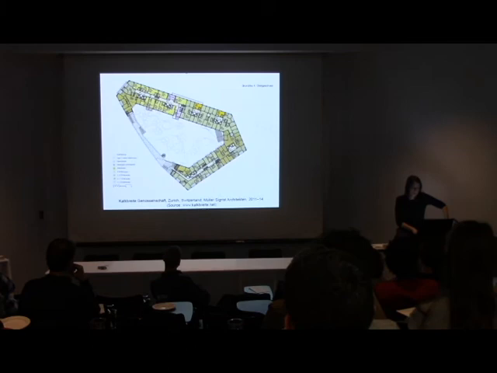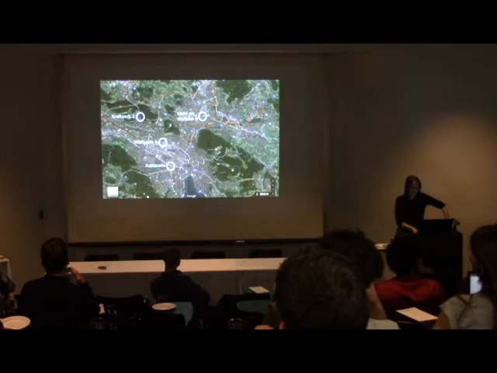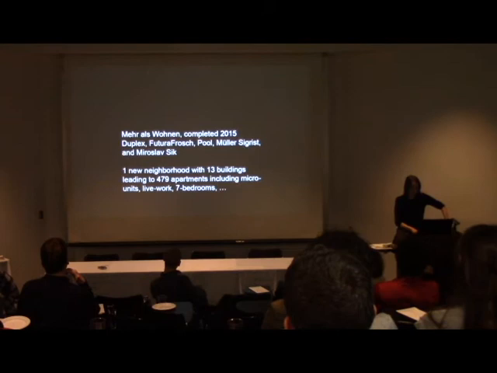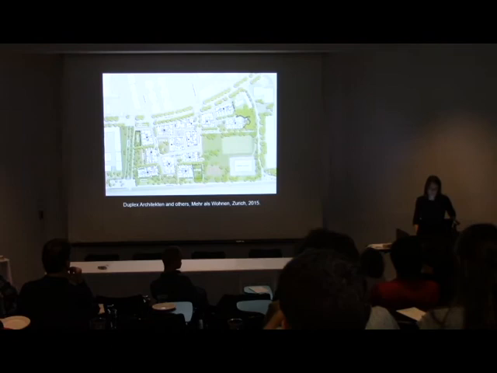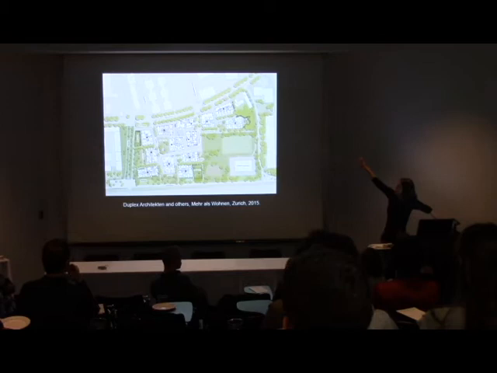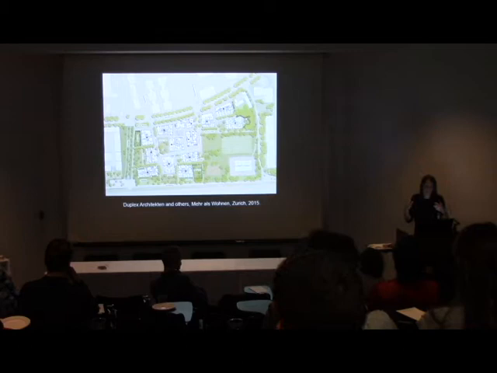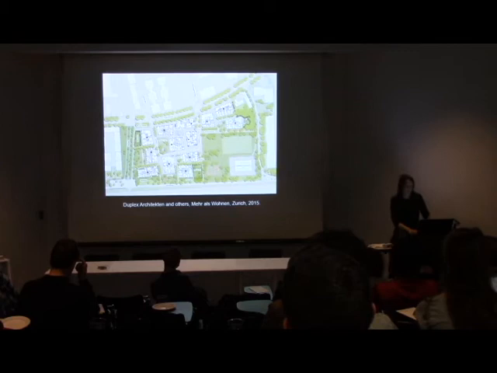These are older pictures. I'm going to go quickly. The other one I'm looking at is a larger new development of a whole neighborhood of 13 buildings, almost 500 apartments, and again, a very big mix of living forms. That's the urban design. The buildings were realized by five different architects, and each building had a certain idea, live-work, or large households, small households, and so on.